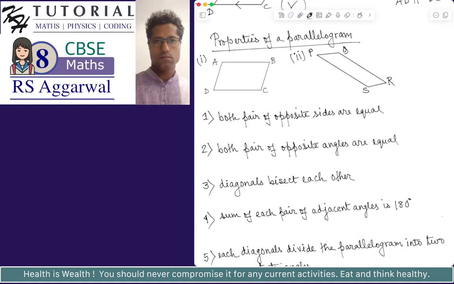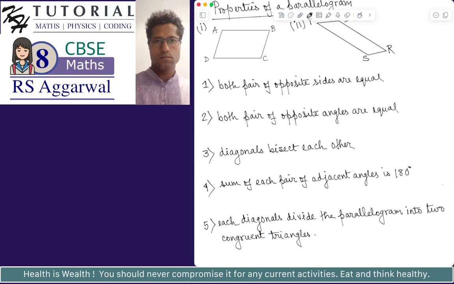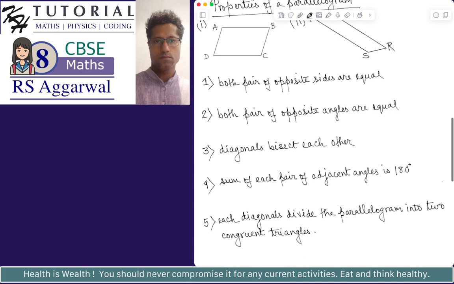Given a parallelogram, what can we say about its sides, diagonals, and angles, like the adjacent sides, pair of opposite angles, pair of adjacent angles, the diagonals? What can we say about them? So this is all about the properties of a parallelogram. Now, I have listed down 5 properties. I hope this will cover all the properties.